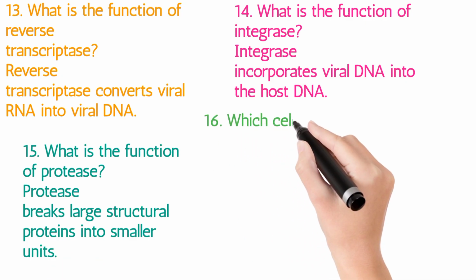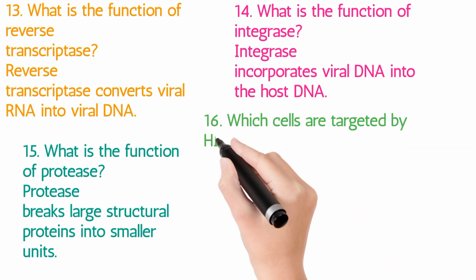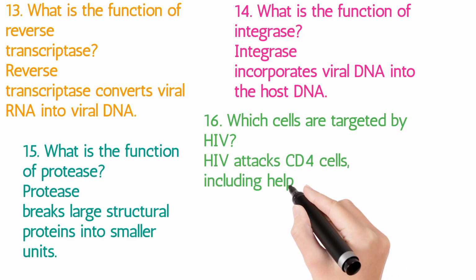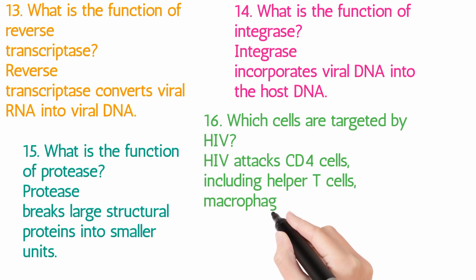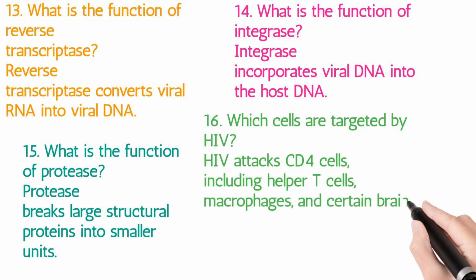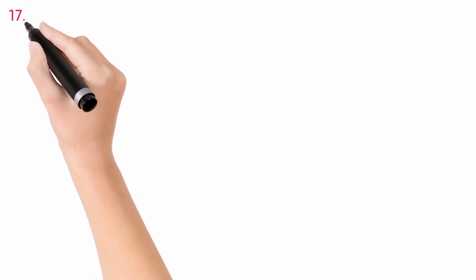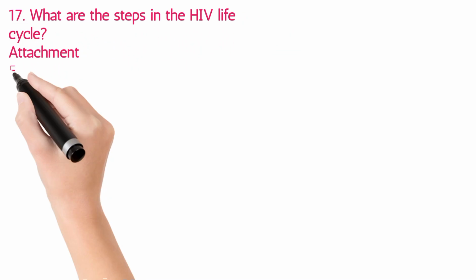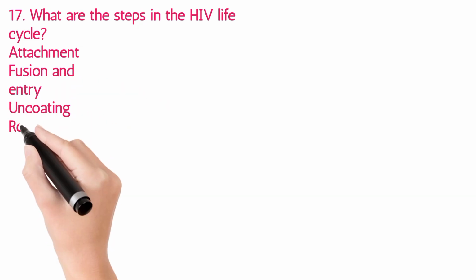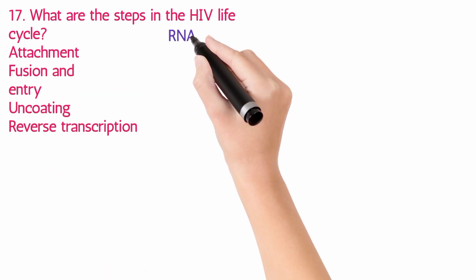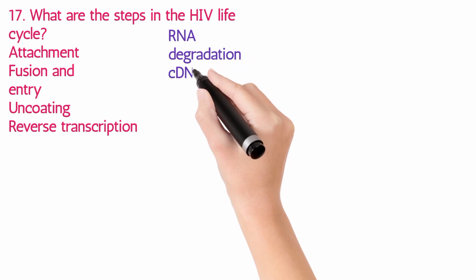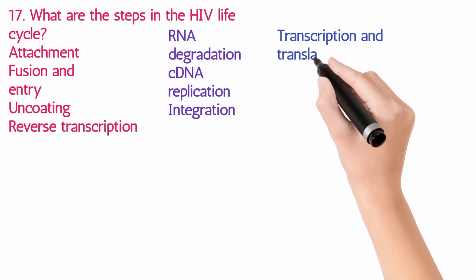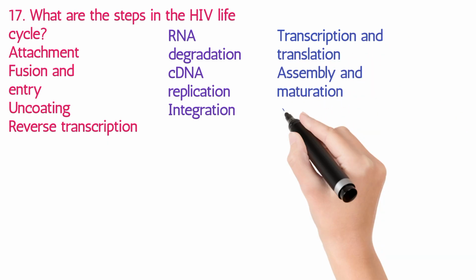Life cycle of HIV. 16. Which cells are targeted by HIV? HIV attacks CD4 cells, including helper T cells, macrophages, and certain brain cells. 17. What are the steps in the HIV life cycle? Attachment, fusion and entry, uncoating, reverse transcription, RNA degradation, cDNA replication, integration, transcription and translation, assembly and maturation, budding.